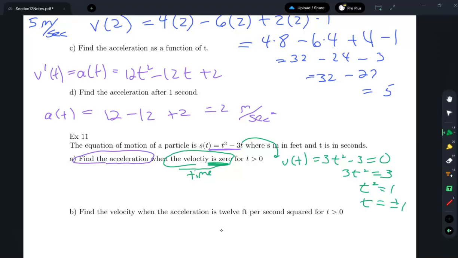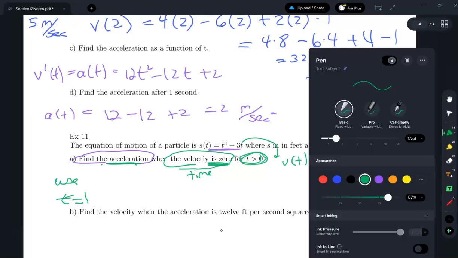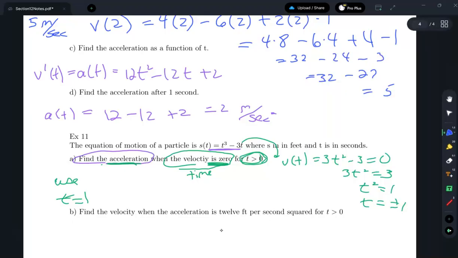Oh, but this one says only for t's bigger than 0. So I'm going to use t equals 1. And where am I going to put that into? The acceleration. So let's go find the acceleration. So the acceleration will be the derivative of this. So 6t. Oh, I'm just going to plug in 1, and I get 6. And that would be in feet per second squared.